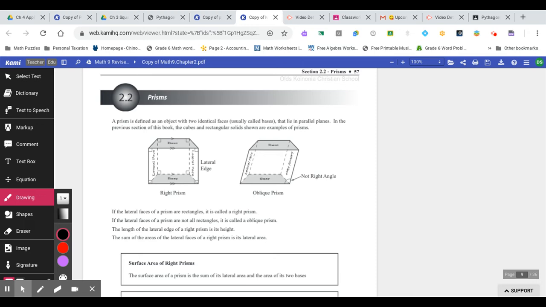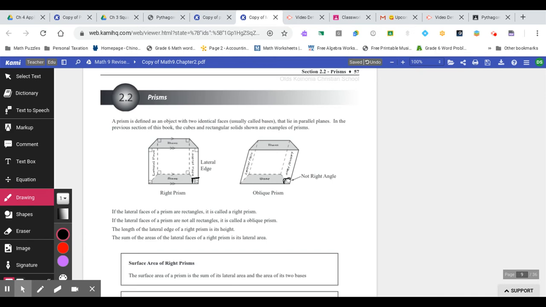So there's some examples right there in front of you of what a right prism is and an oblique prism. We don't deal much with oblique prisms, but you can see it looks like it's been kicked and it's slanted. We're just going to be dealing with right prisms. By definition, a right prism has 90 degrees in the bottoms of all these angles down here, where this one is not.